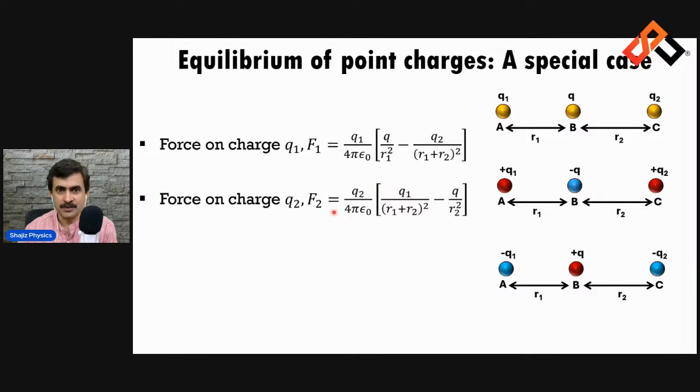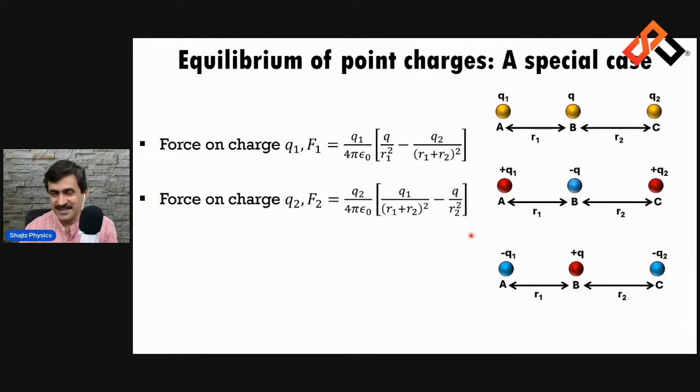Force acting on charge Q2, F2, is equal to 1 by 4 pi epsilon 0 into Q1 Q2 by R1 plus R2 whole square. That is acting along the positive X direction, which is why it is written first. And the second force, 1 by 4 pi epsilon 0 into Q2 Q by R2 square, is acting along the negative X direction.